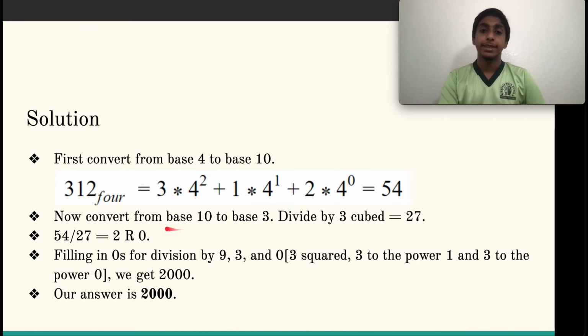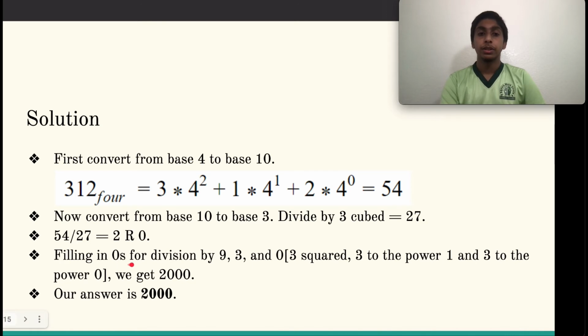Now convert from base 10 to base 3. So we have 54 as our base 10 number. So what are we going to divide by? Well, the greatest power of 3 that is not greater than 54 is 27. So when I do 54 divided by 27, I get 2 remainder 0. So I get a clean 2. Then I do 0 divided by 3 to the power 2, which is 9. 0 divided by 9, I don't have anything there. Now I divide by 3. 0 divided by 3, I would just get a 0.